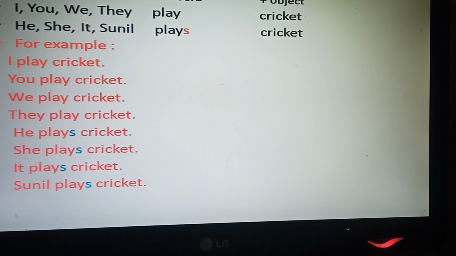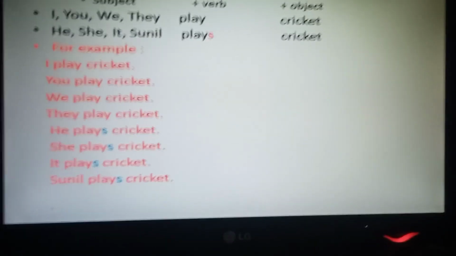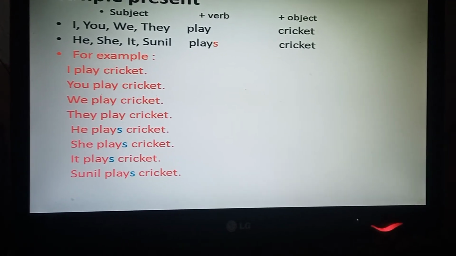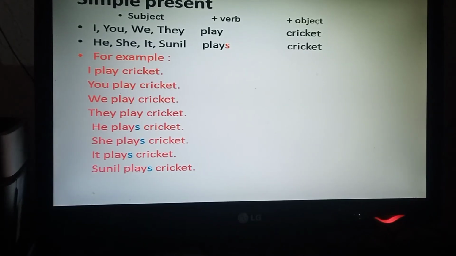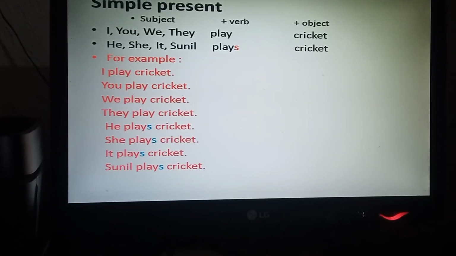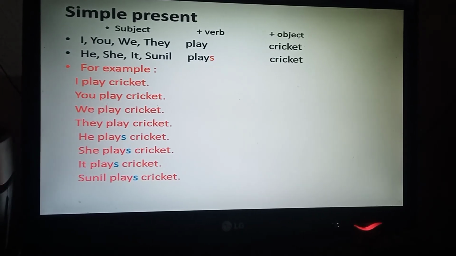Now you can see simple present tense: subject plus verb plus object. I, you, we, they are what? First and second person. With I, you, we, they, we do not add anything. It will be the same: play cricket. For the third person, you add s to the verb. He, she, it, the name of the person Sunil: plays. You can see plays.